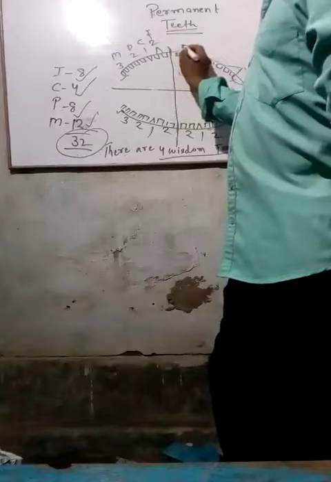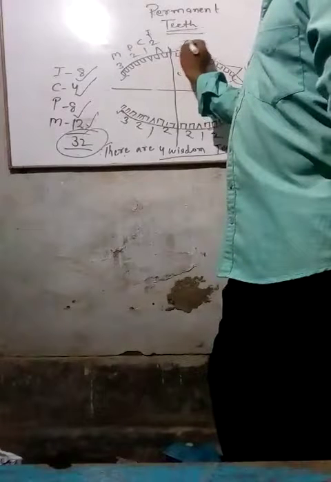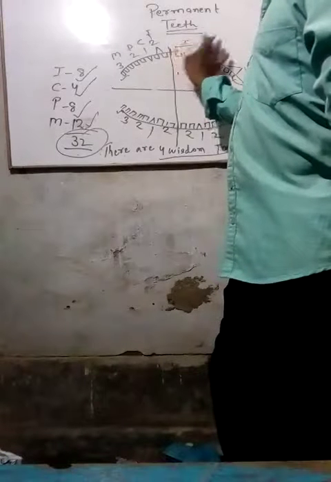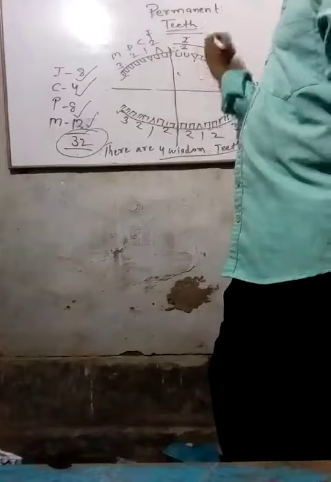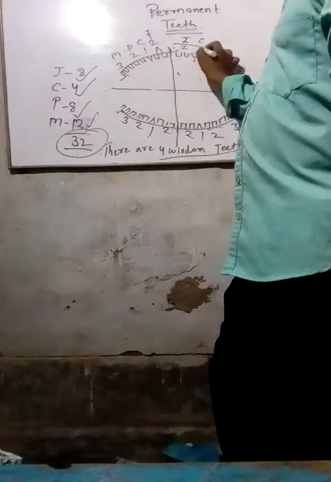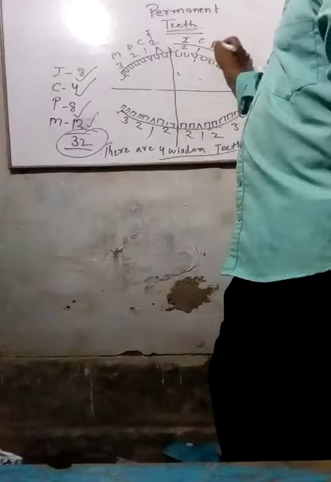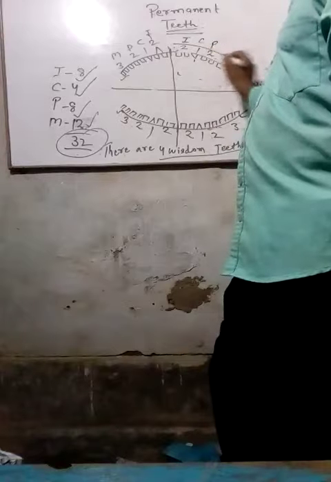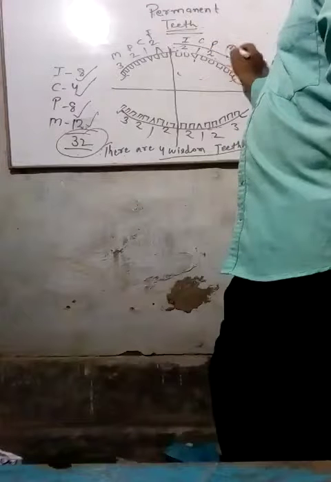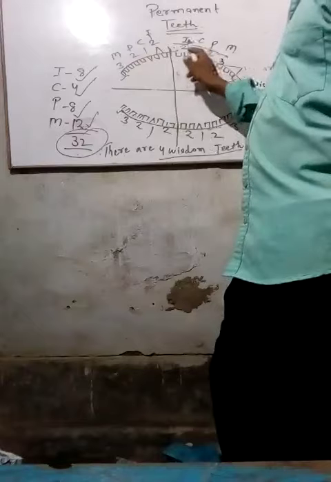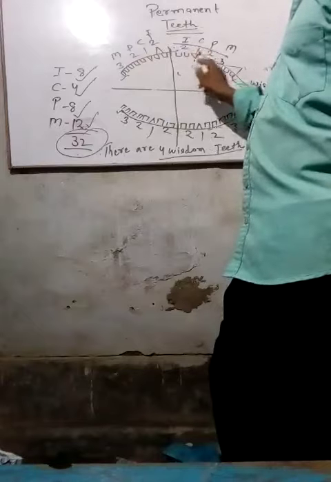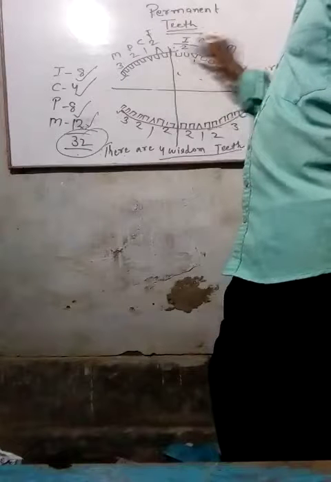There are two incisor, one canine, two premolar, and three molar. So you can see here ICPM 2123. It becomes a trick.